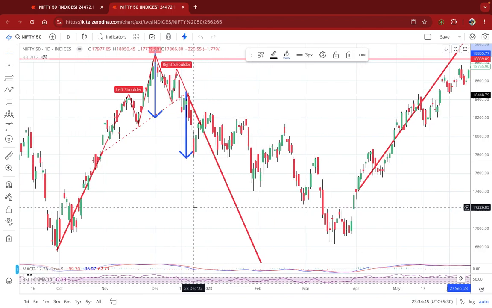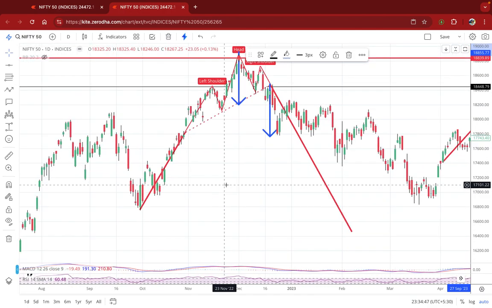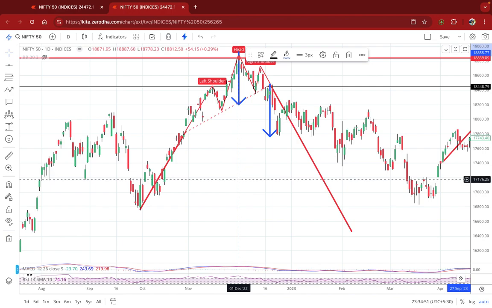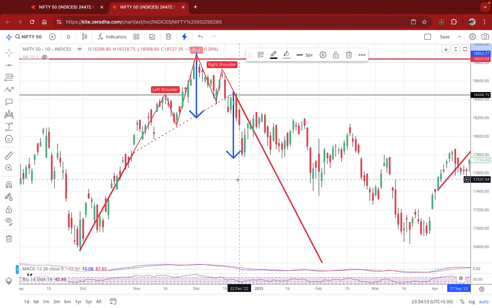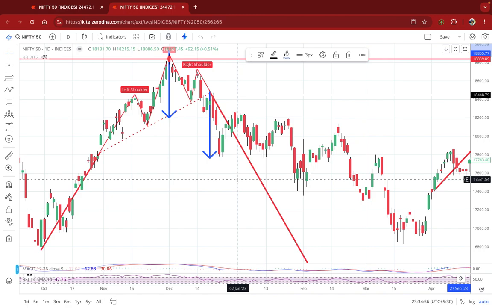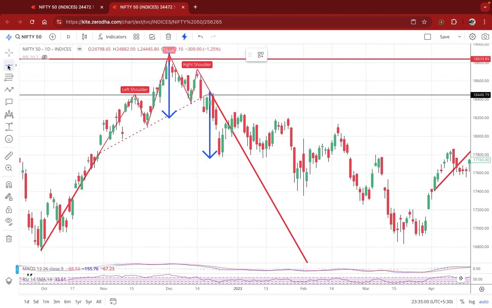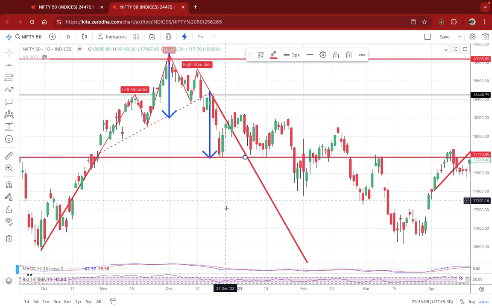Now, if you see here, this date is December 22. I have already drawn the head and shoulder here, and the fall was predicted pretty accurately by the chart pattern. So this is the arrow. When I clone it, it comes here, and this is where the Nifty actually fell to.